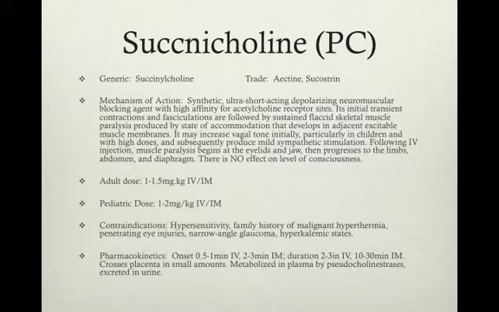Contraindications: any hypersensitivity to this drug whatsoever, a family history of malignant hyperthermia, any kind of penetrating eye injury, any kind of glaucoma or narrow-angle glaucoma, hyperkalemic states. That includes possibly even burns. Be aware that this is going to paralyze your patient once applied. Pharmacokinetics: onset is half a minute to 1 minute IV, 2 to 3 minutes IM. Duration is 2 to 3 minutes IV, 10 to 30 minutes IM. It crosses the placenta in small amounts, is metabolized in the plasma by pseudocholinesterases, and is excreted in the urine. This is a depolarizing paralytic.